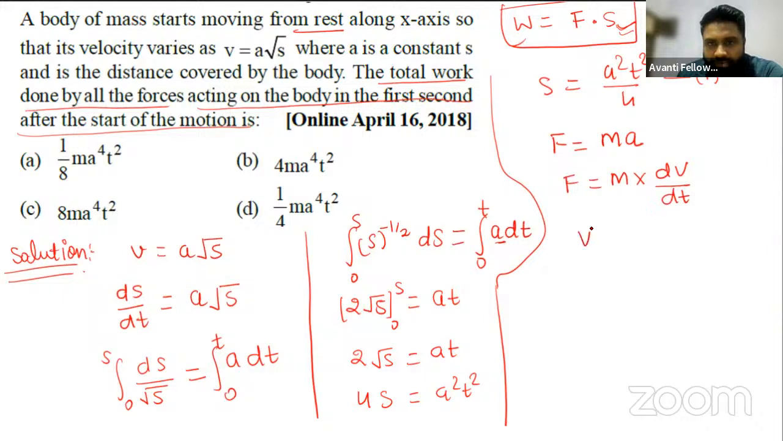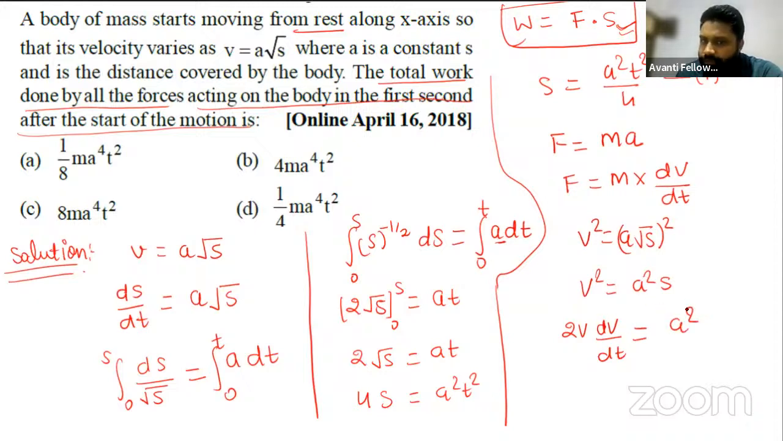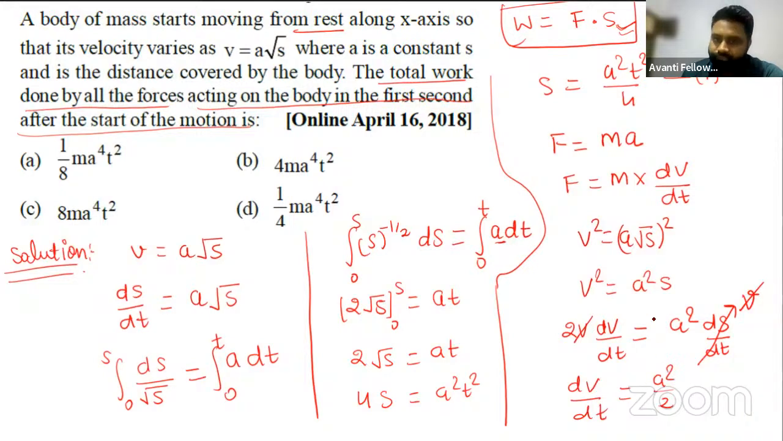So what we are going to do, we are using this relation v is equal to a root s. You are going to square it, so that this term will become simpler to you. V square is equal to a square s. Now if you differentiate it with respect to time, v square differentiation will be 2v into dv by dt. And this a square is constant, so you can take it out. The differentiation of s will be ds by dt. Now this ds by dt will become v, so it will cancel one of the v. So what do you have? You have dv by dt is equal to a square by 2. Put this value in this equation number 2. So what do you have?